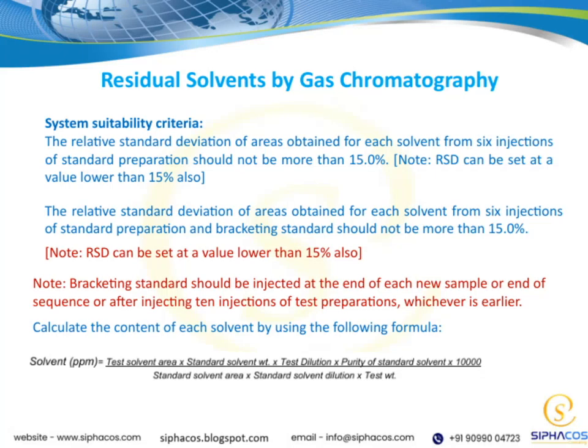Now, let's talk about the note regarding bracketing standards. It's important that the bracketing standard is injected either at the end of each new sample, at the end of a sequence, or after every 10 injections of test preparations, whichever happens first. This helps ensure consistency and accuracy throughout the analysis.